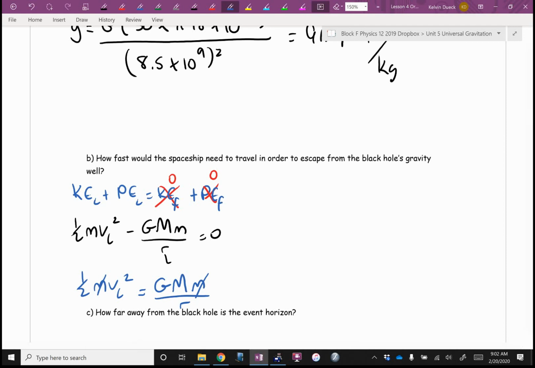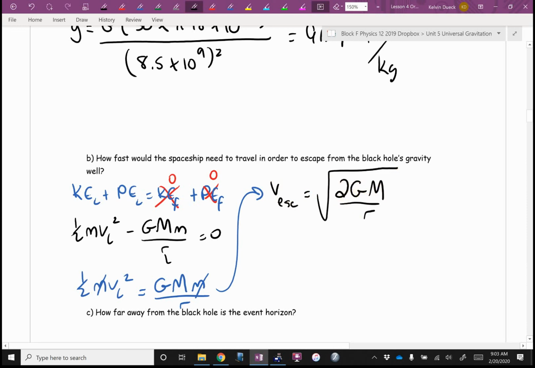Can you see it from here? Times by 2, and then square root. So the escape velocity speed is going to be the square root of 2 big G big M over R. Let's plug in numbers. It's going to be larger than 11,000 because it's a black hole, because the gravitational field is so much stronger. Of course, we're going to need to do more. It's going to be substantially larger than 11,000.